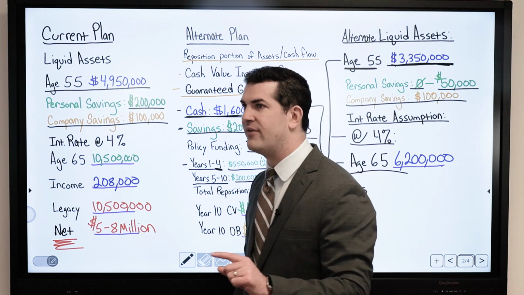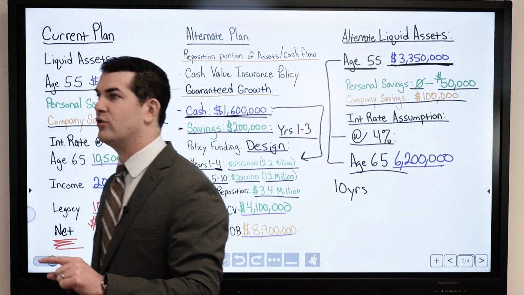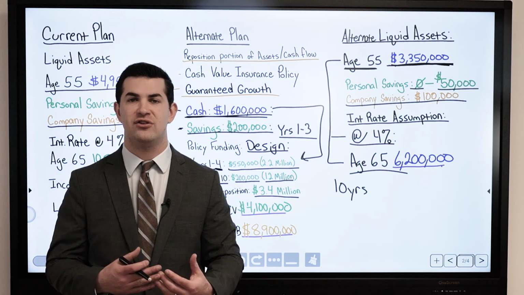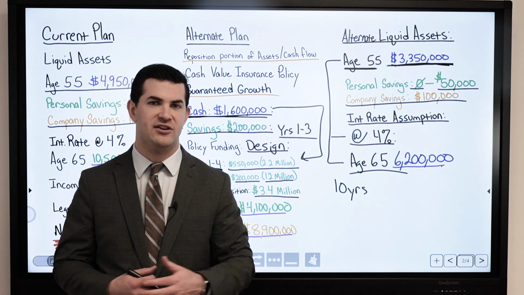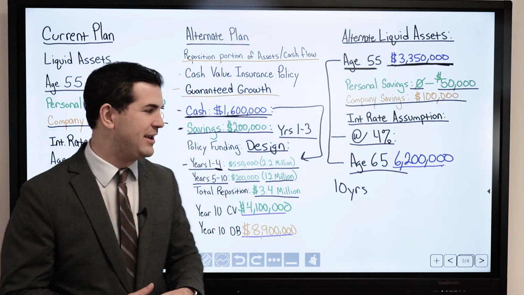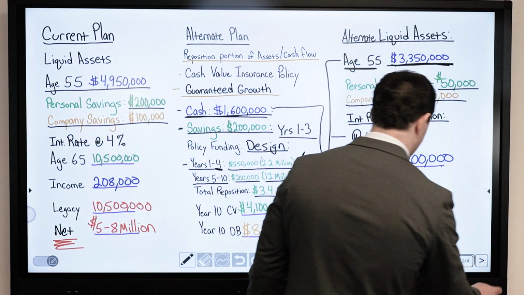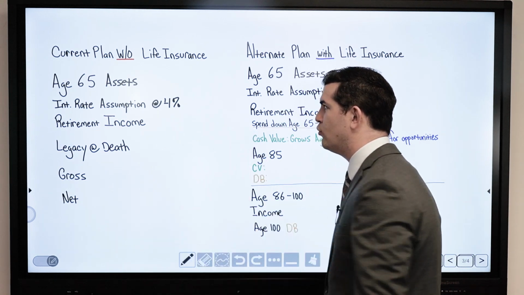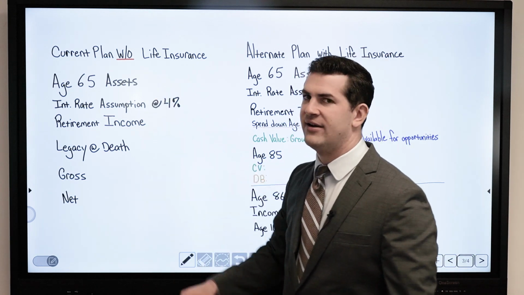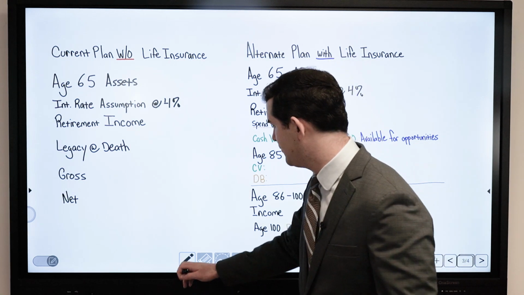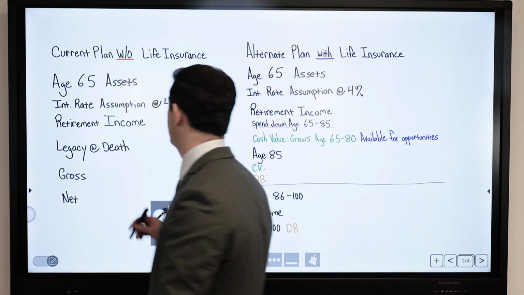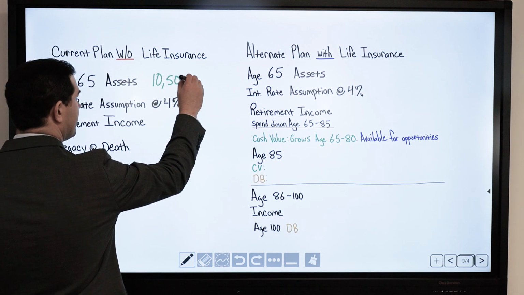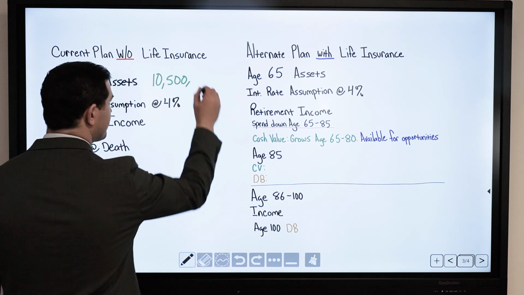So having a life insurance policy as part of one's retirement plan does permit one to have the permission slip to spend their other assets more aggressively. Let's explain exactly how that would work. So age 65, we're going to assume I call it quits then. What were my age 65 assets based on the present plan before we looked at any adjustments? 10,500,000.